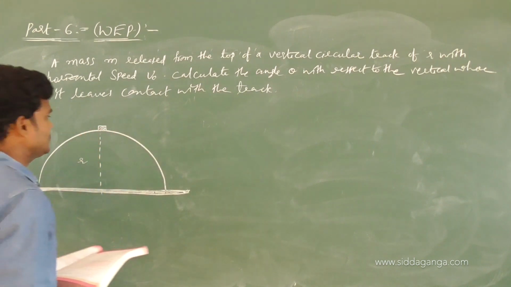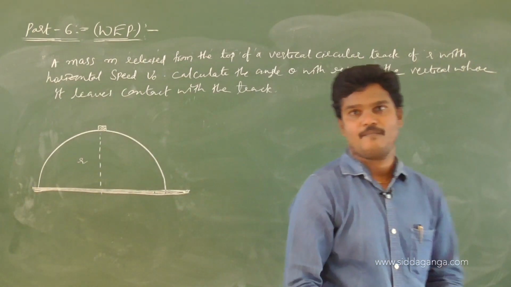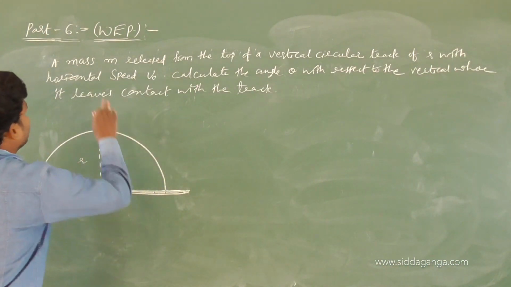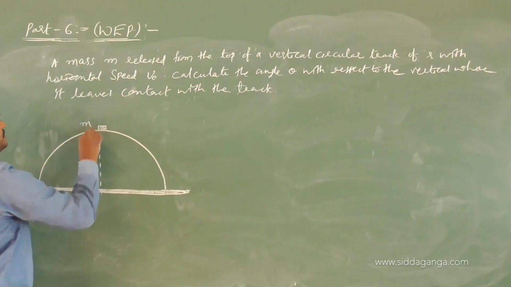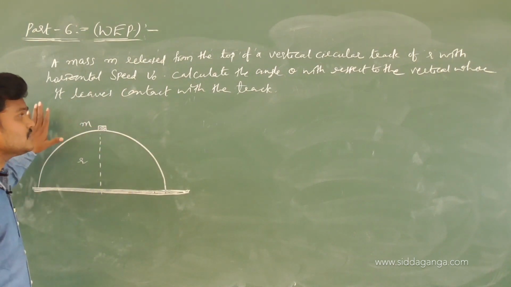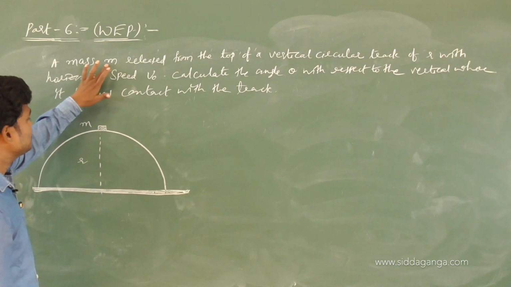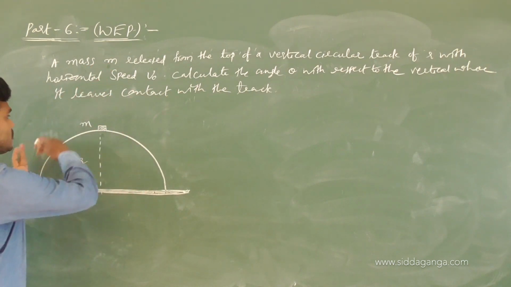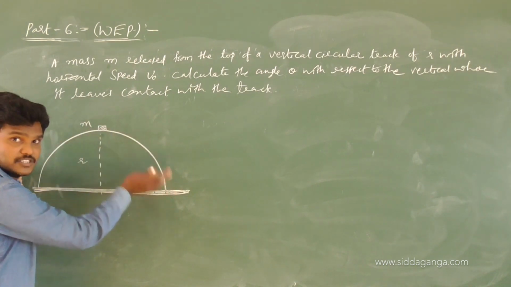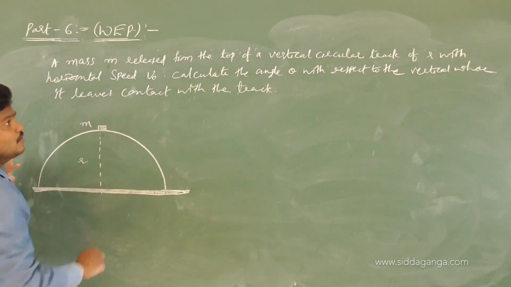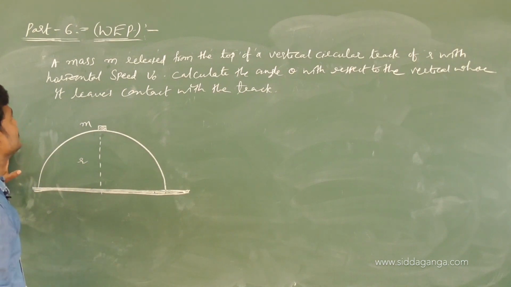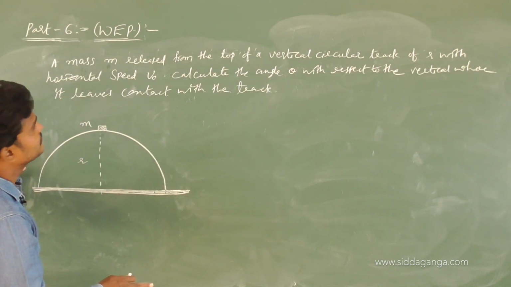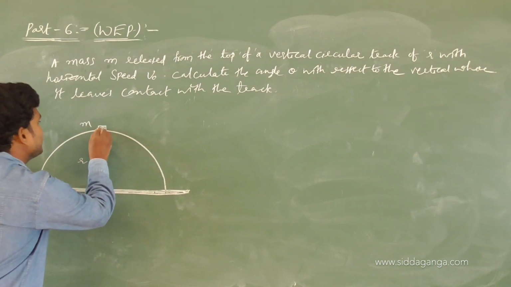Yeah, they are given this diagram. Let me read the question. A mass m, see this is the mass m. Okay, so this is somewhat good question today. A mass m is released from the top of a vertical circular track, whose radius is mentioned as r, with horizontal speed v0.